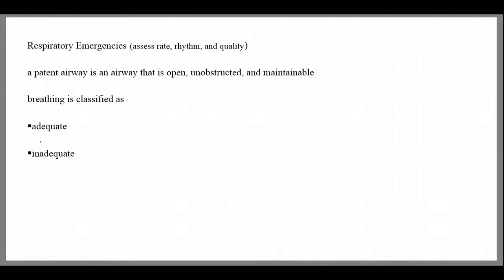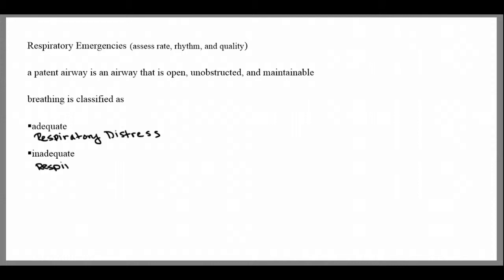Breathing is classified as adequate or inadequate. Adequate breathing is a normal rate, regular rhythm, adequate depth. But a patient may have respiratory distress, which is adequate breathing that requires supplemental oxygen, for example, from a nasal cannula or non-rebreather.